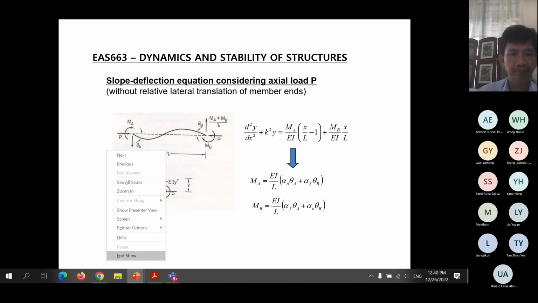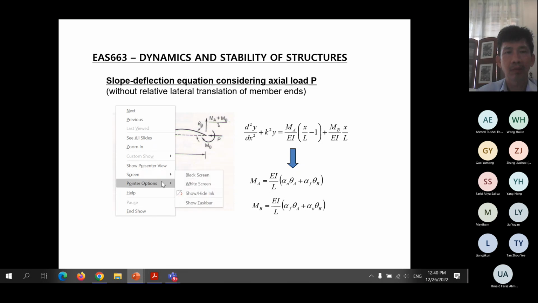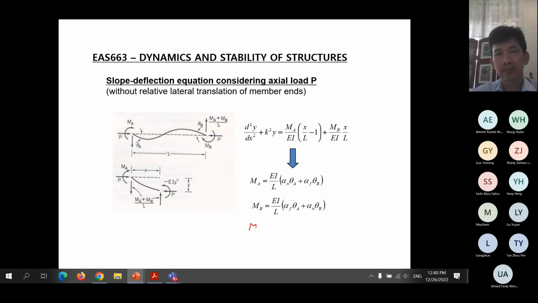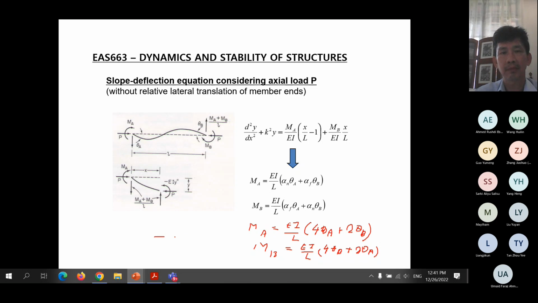For beam analysis, the slope deflection equation is simply MA equal to EI over L for beam, 4 theta A plus 2 theta B. And for MB is EI over L, 4 theta B plus 2 theta A. This is for the case of beam, without P. Yeah, there's no P.